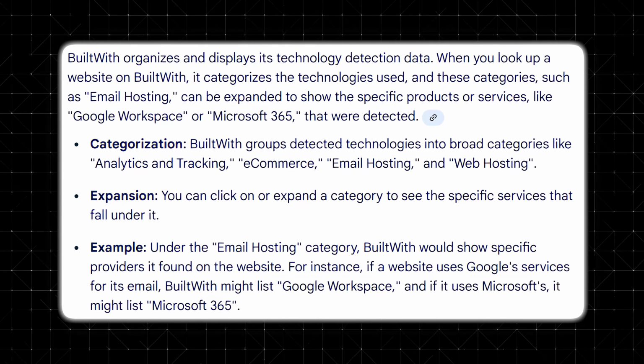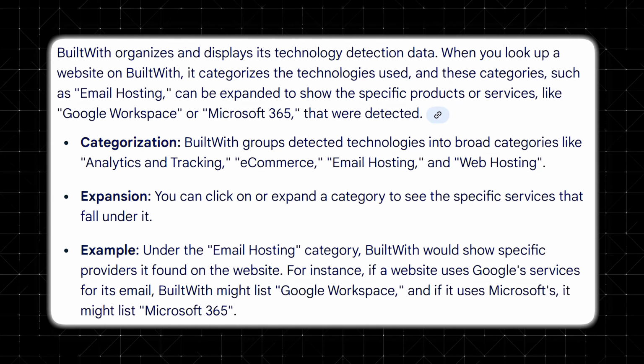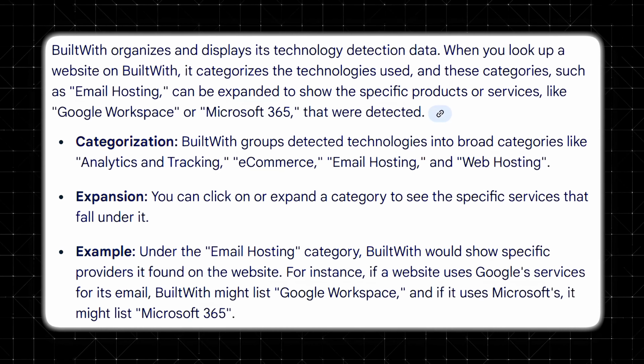So each category can expand to reveal specific services. For example, under email hosting, BuiltWith may list Google Workspace or Microsoft 365. The profile also shows how long the technologies have been detected on the site, which can reveal if the site recently switched providers.